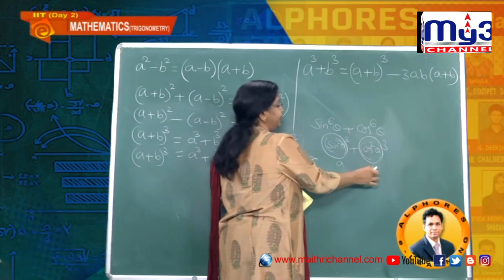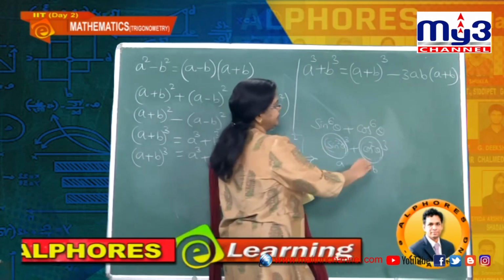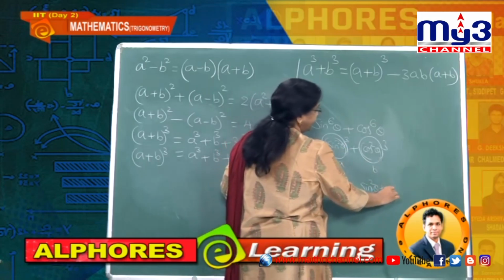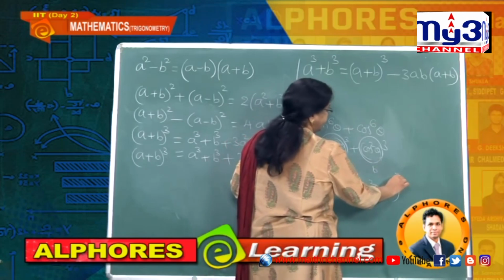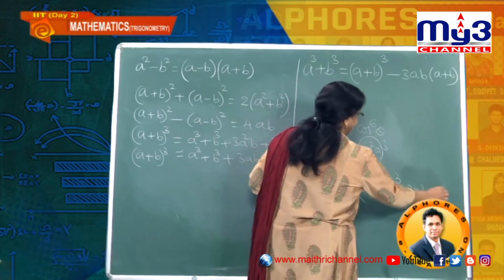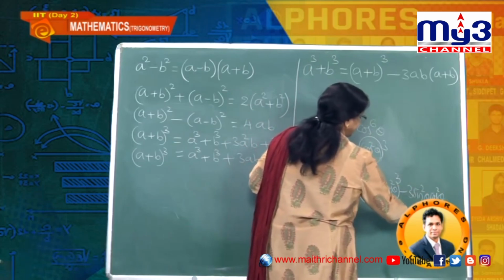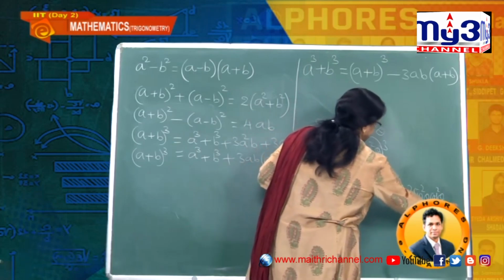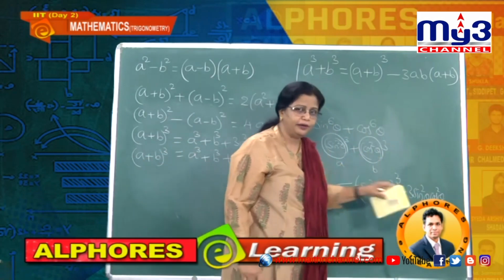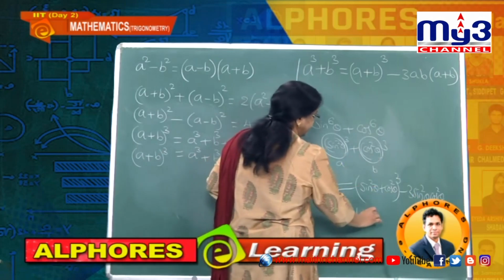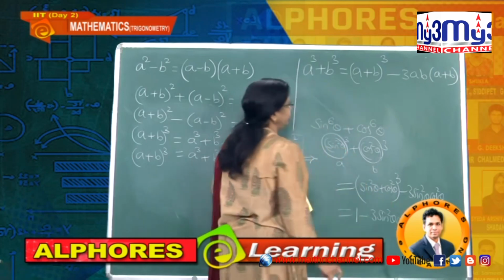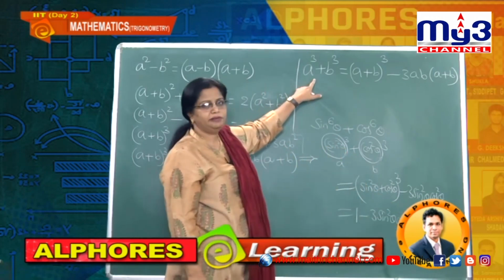So now this is of the form A and this one is B. So A cube plus B cube. So what is this value? It is (sin square theta plus cos square theta) whole cube, and next one it is minus 3 sin square theta cos square theta into (sin square theta plus cos square theta). So what is happening? This is 1 and this one also 1. So you got 1 minus 3 sin square theta cos square theta. This is the advantage of making use of this formula.